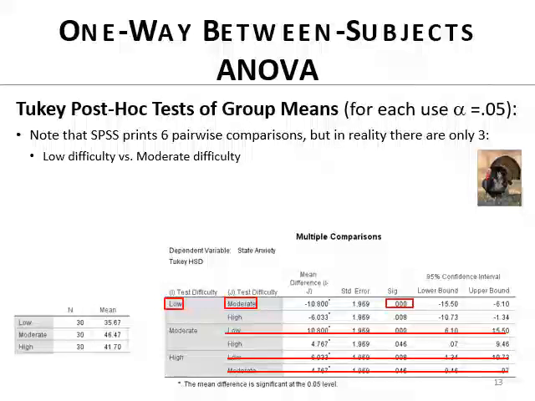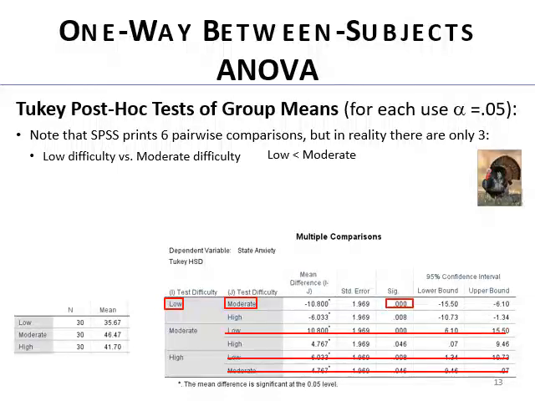I love when it's 0. So look at the means on the left. The low group had an average of 35.67 anxiety. The moderate group had an average of 46.47 anxiety. This test tells you those 2 things are really different. It's not just a chance difference. So who was more anxious? Well, I would say the low was less anxious at 35.67 than those who got the moderate difficulty test.